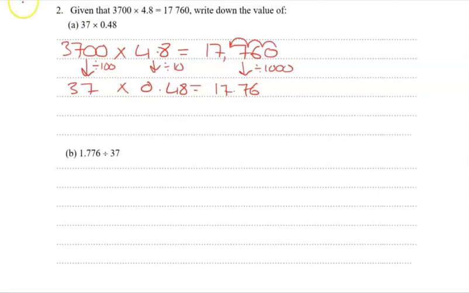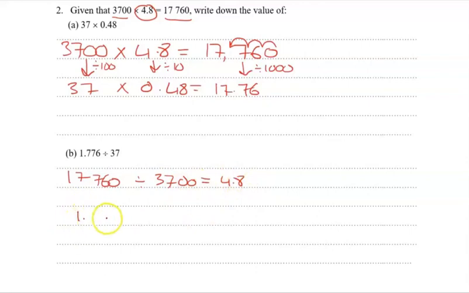Question B. Here we're doing 1.776 divided by 37. Now this is basically a rearrangement of what we had originally. So we're doing this divided by this to get this. So you're doing 17,760 divided by 3,700. And that should give us 4.8.